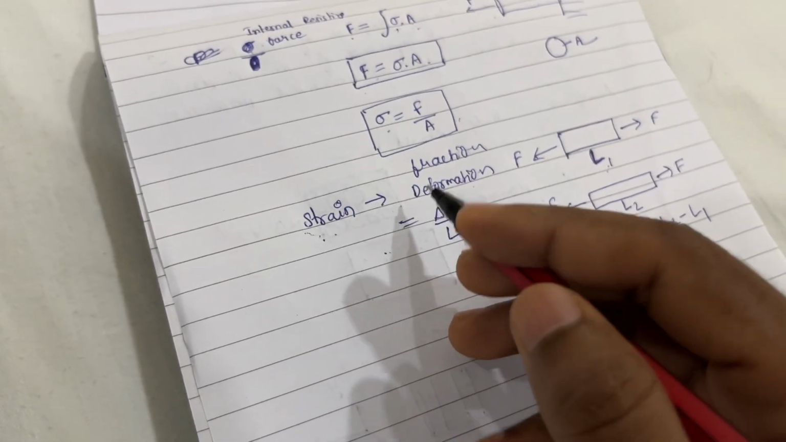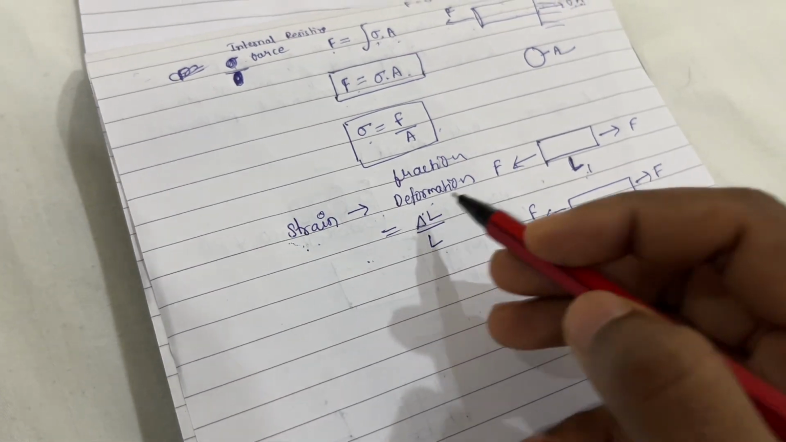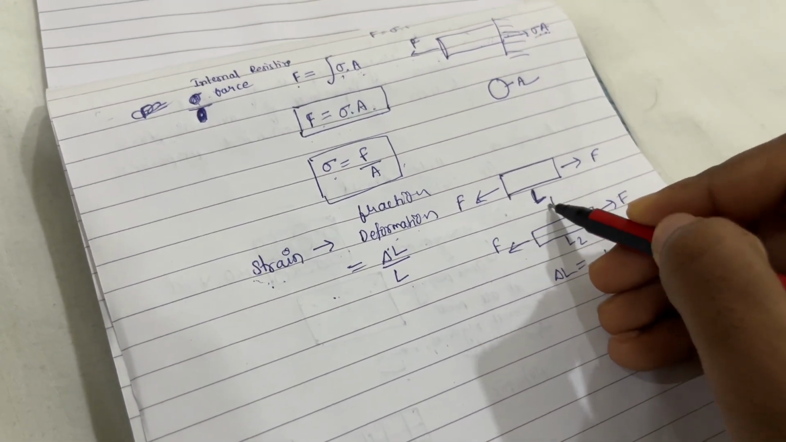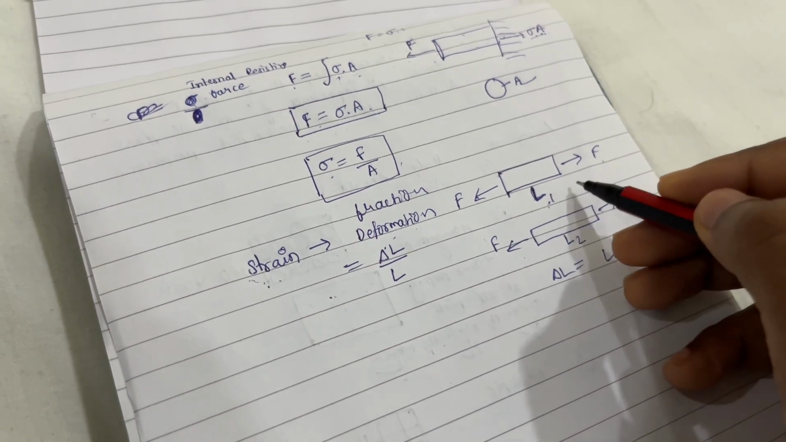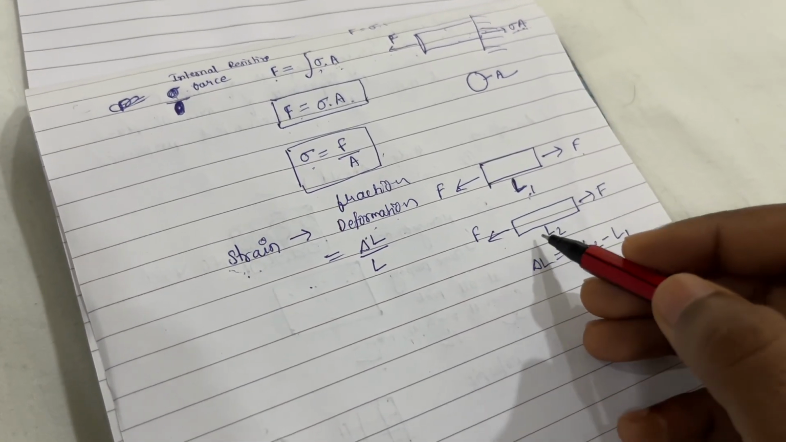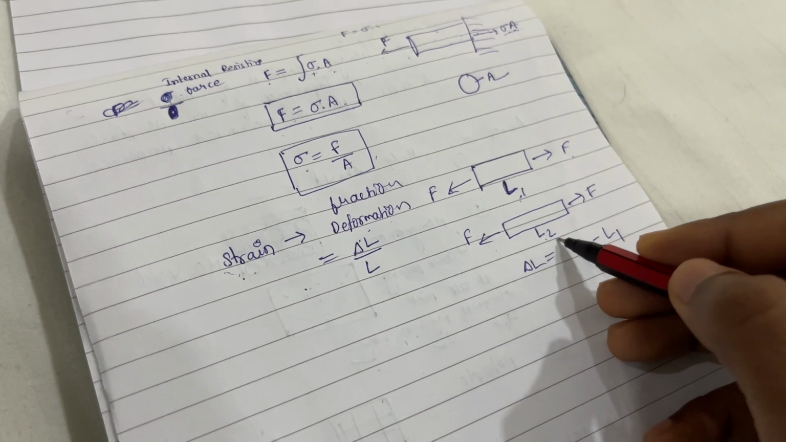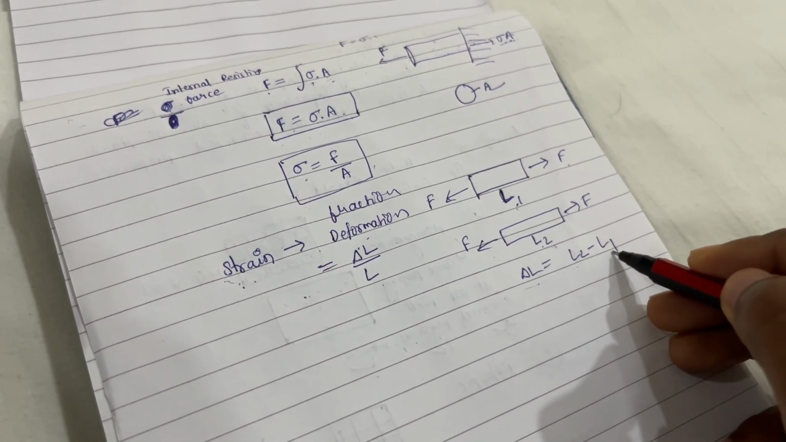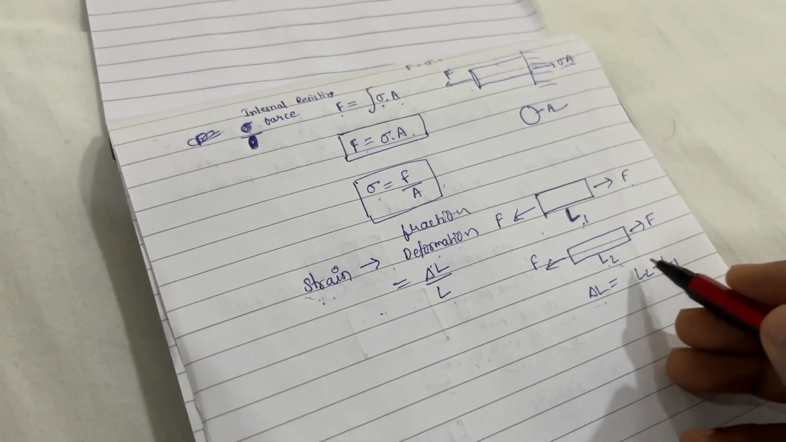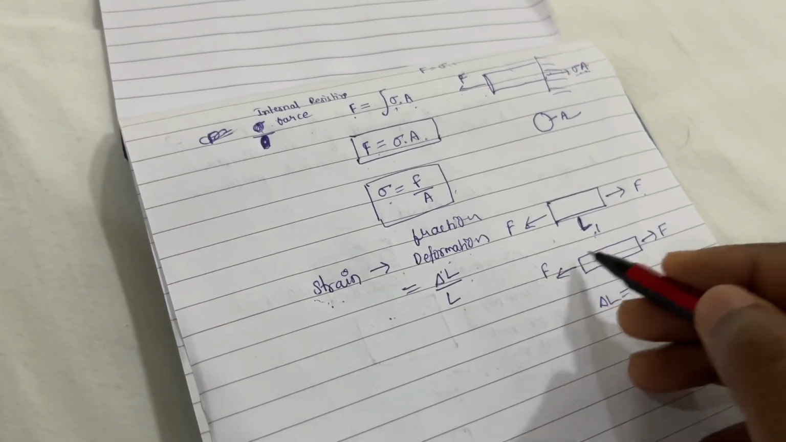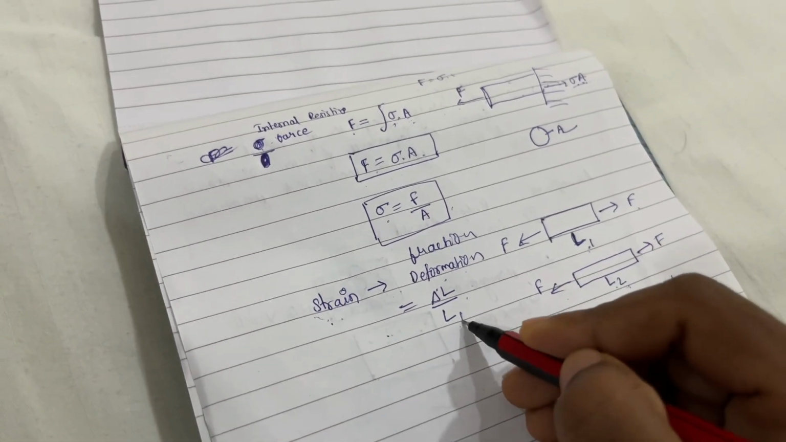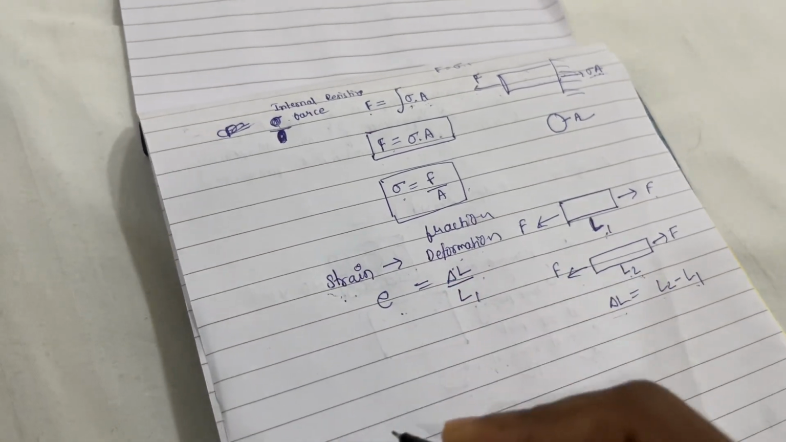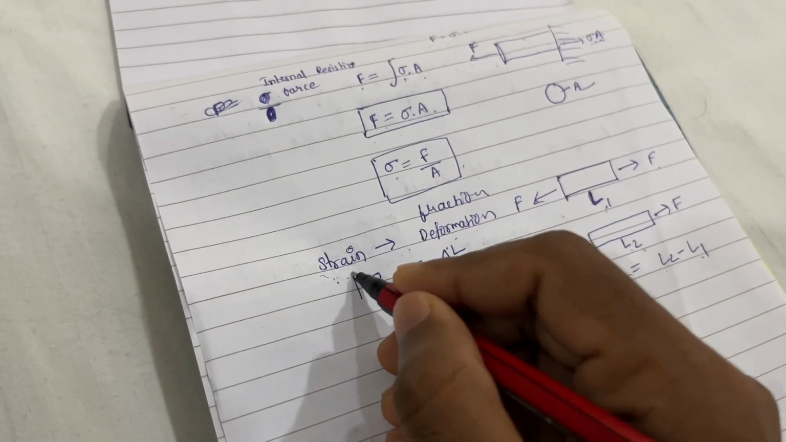Strain is also called the fractional deformation. Let's take an example where you have a bar of length L1 and you apply force in the tensile direction. The final length comes out to be L2. The change in length is delta L, the final length minus the initial length, L2 minus L1. The change per unit original length is called the strain. It is represented as e in the case of engineering strain.